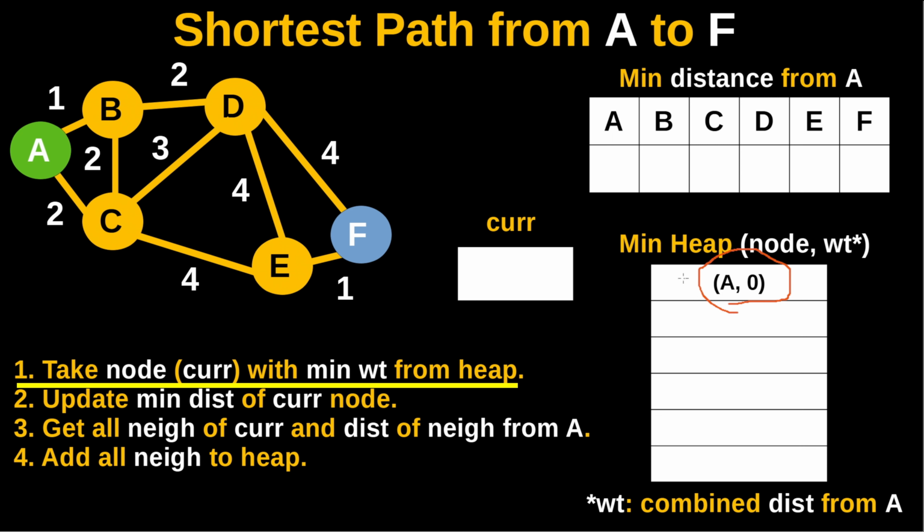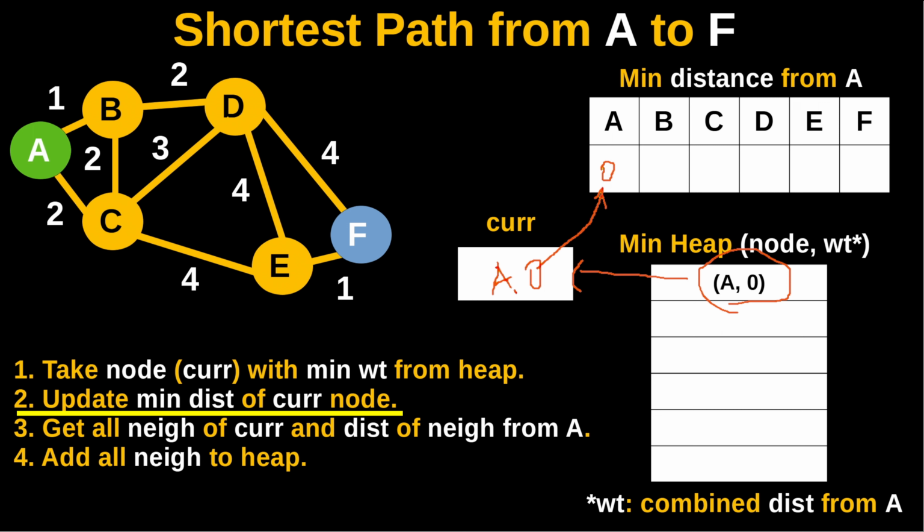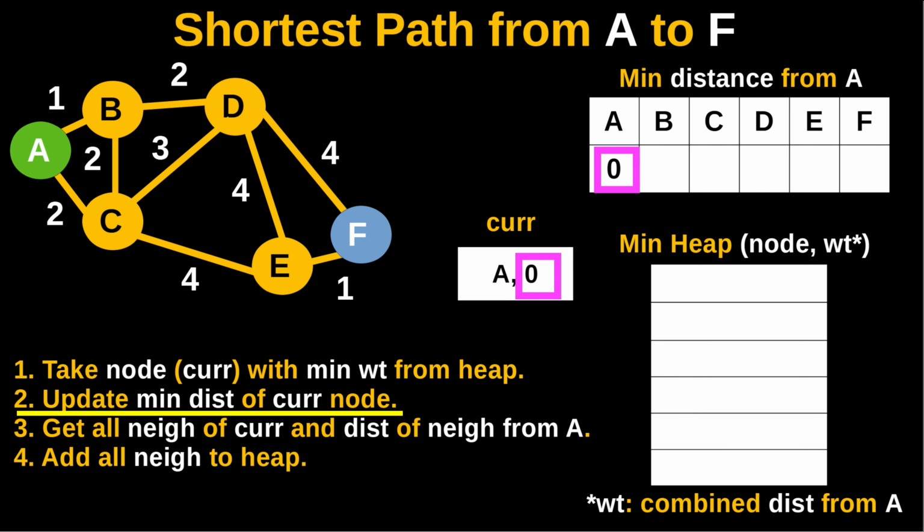Step 1, we take the node with the minimum weight from the heap. So far, there's only one item on the heap. So we take A. A will be the current. And then we update the minimum distance of this current node. So A, the distance between A to A is 0.